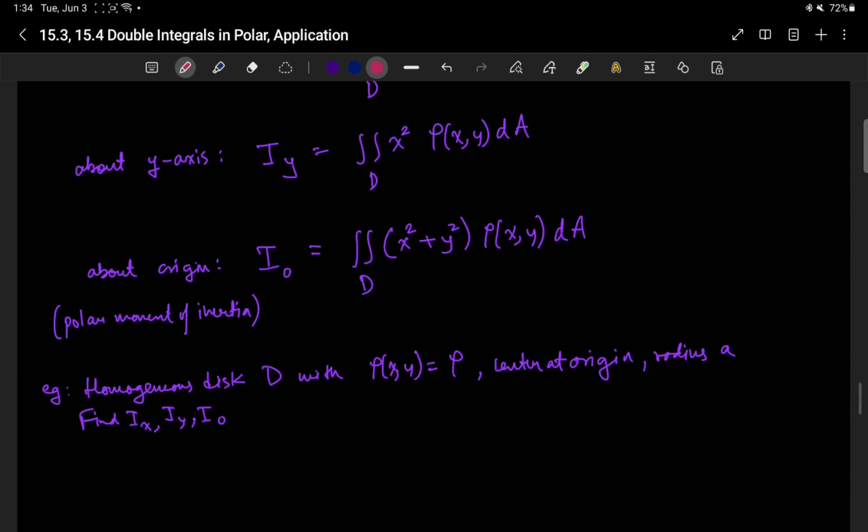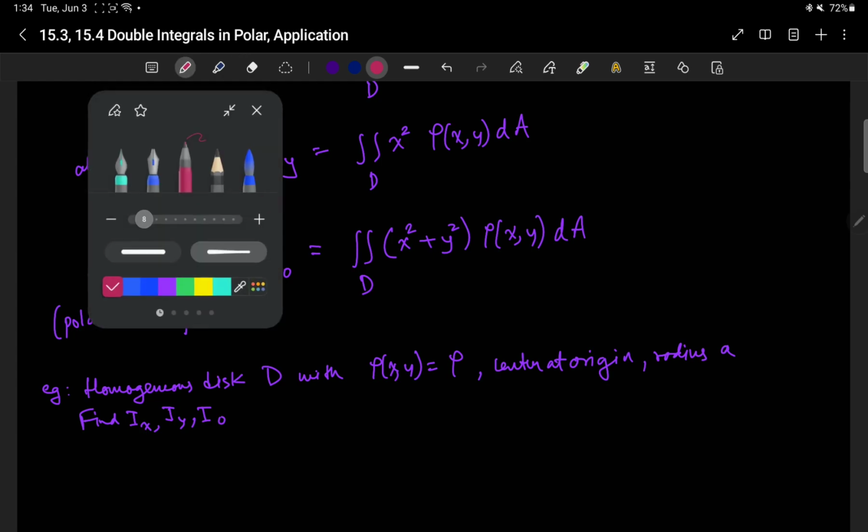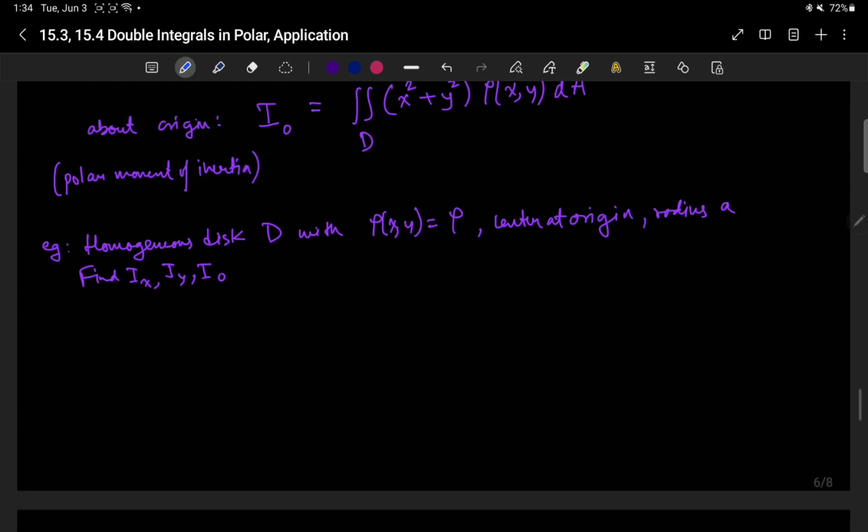Let's look at an example. Suppose there's a homogeneous disk with rho equals rho, center at origin, radius a. Find each of these. Homogeneous disk means that it's uniformly dense. So there is no mass distribution, or there is a mass distribution, but it's uniform. It's a constant everywhere.